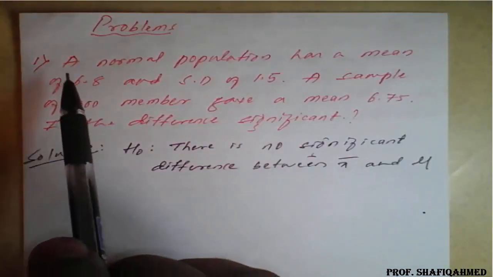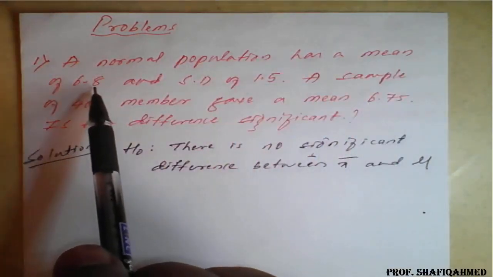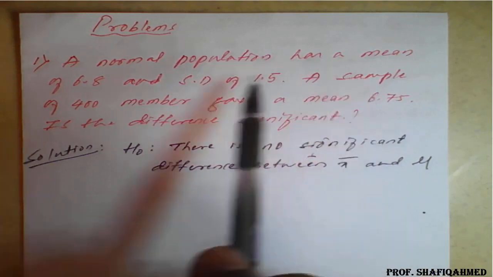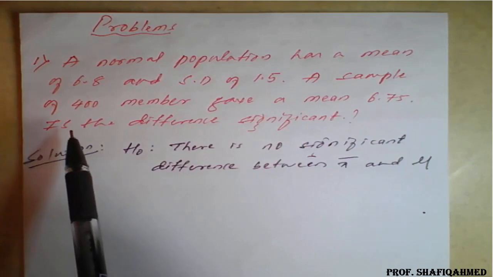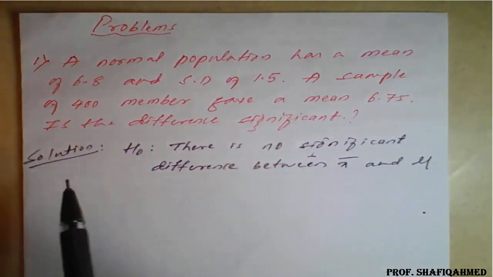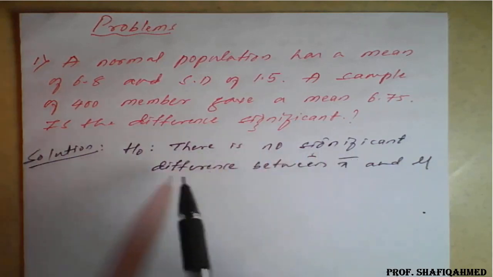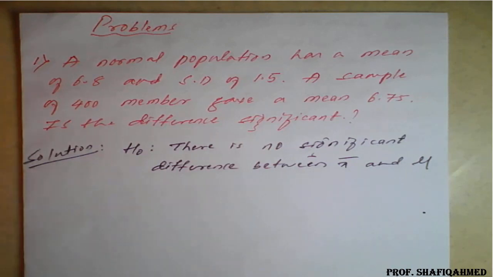Now the question is: a normal population has a mean of 6.8 and a standard deviation of 1.5. A sample of 400 members gives a mean of 6.75. Is the difference significant? Solution: I take H0, the null hypothesis, as there is no significant difference between x bar, the sample mean, and mu, the population mean, meaning both are the same. We'll see whether this statement is true or false, and whether to accept or reject this hypothesis.